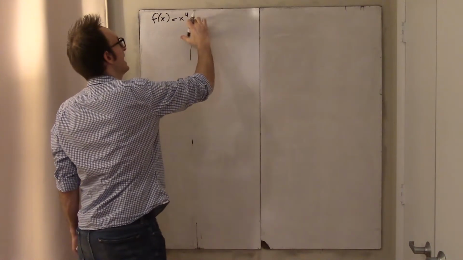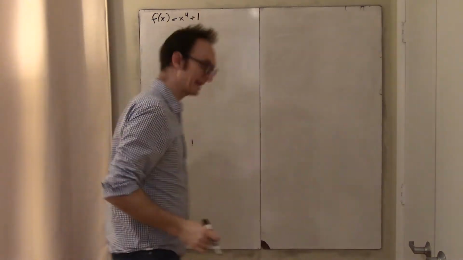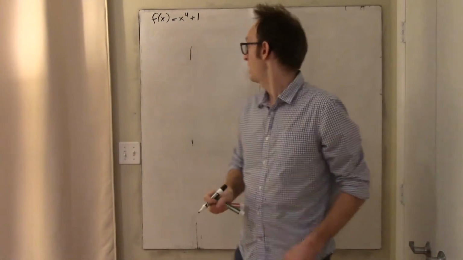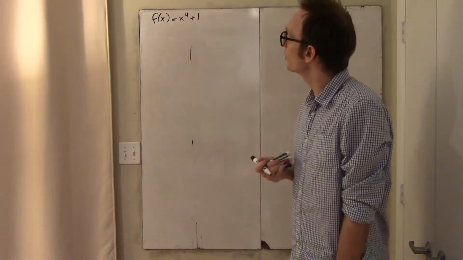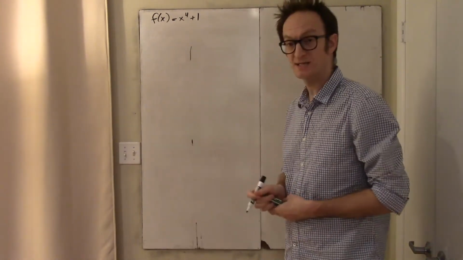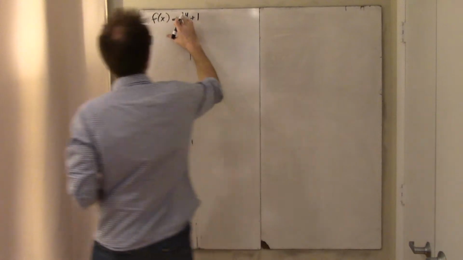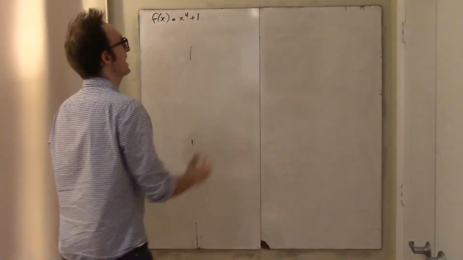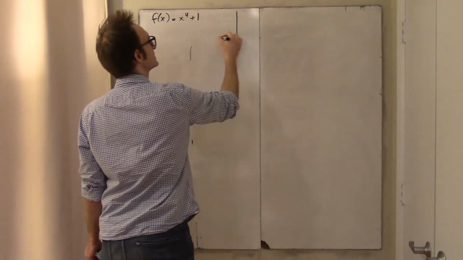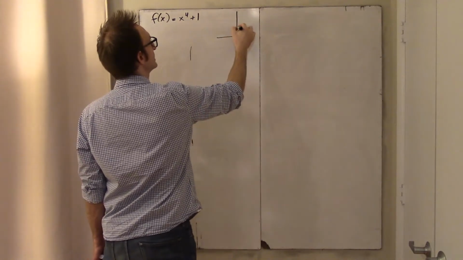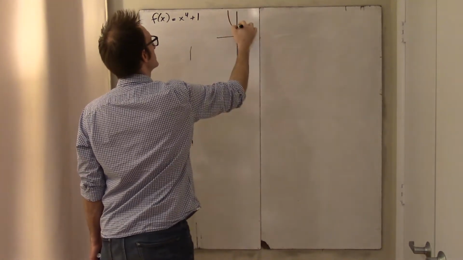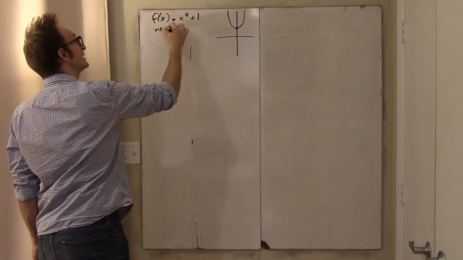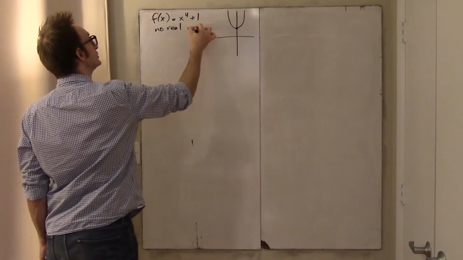We ended class, well, I called it a cliffhanger, but really I barely gave you time to think about it. We were trying to explore the function f of x equals x to the fourth plus 1. It seems like a very simple, easy function that we should be able to understand. It looks like the x to the fourth function, but moved up 1. And obviously it has no real roots.